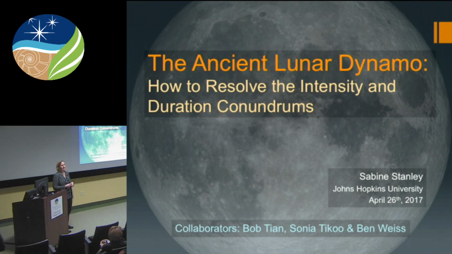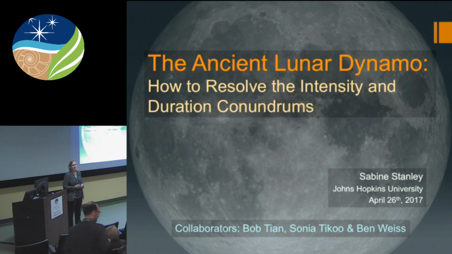So today I'm going to be talking to you about the moon, and specifically trying to understand a big issue with the magnetic fields that we see in the crustal rocks on the moon. Those magnetic fields come from a long time ago. So we're going to be talking about the ancient lunar dynamo, the source of that magnetism. And specifically, there are these two what I'm calling conundrums. First of all, there's an issue with the intensity of the magnetic field you would have needed to explain the crustal magnetism, and the length of time that the dynamo was active.